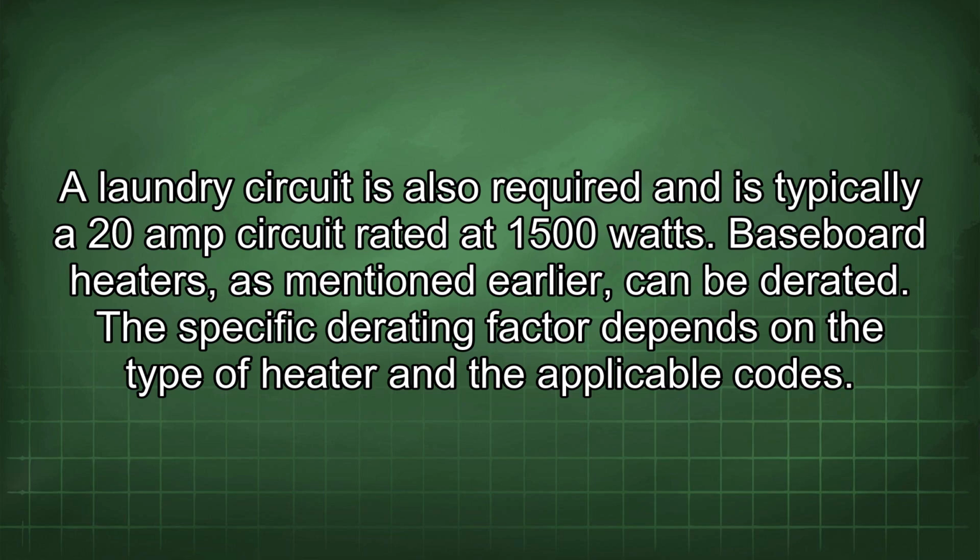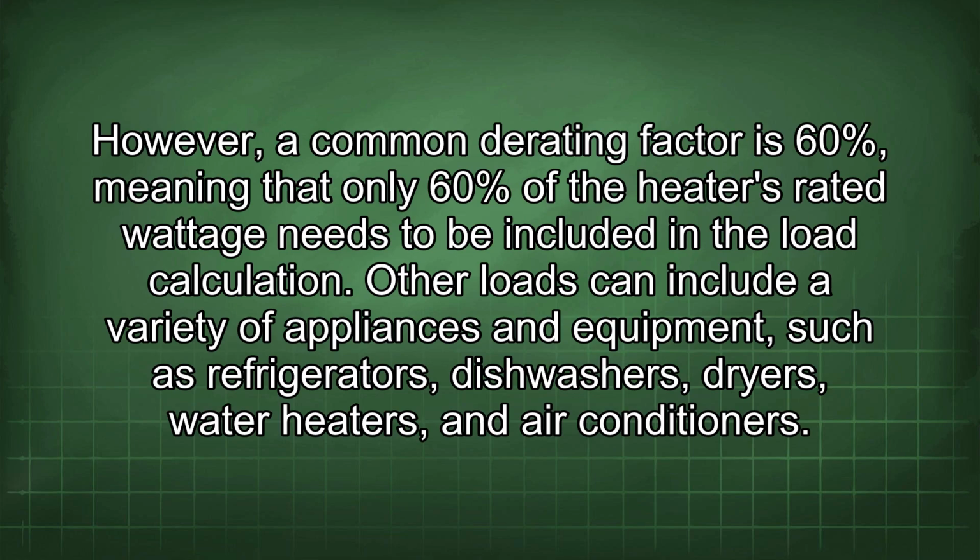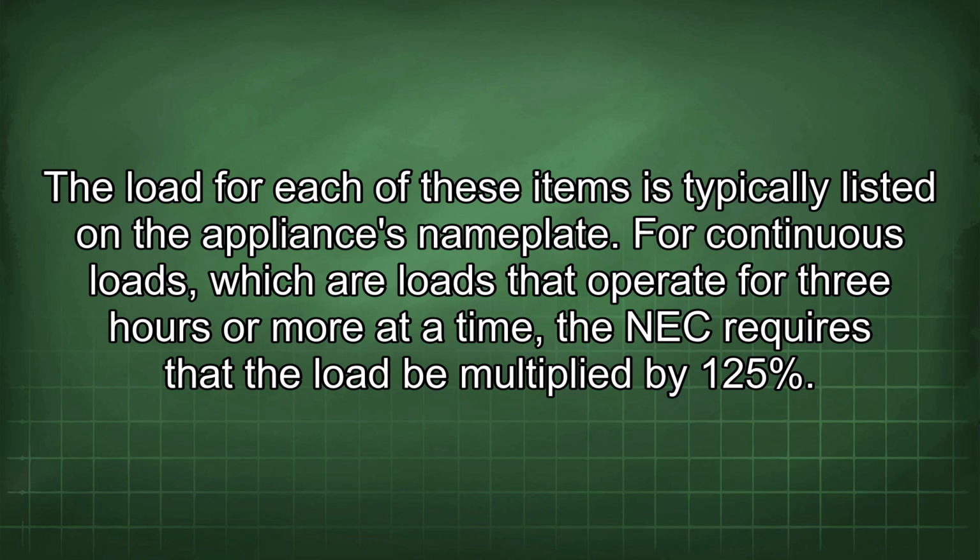Baseboard heaters, as mentioned earlier, can be derated. The specific derating factor depends on the type of heater and the applicable codes. However, a common derating factor is 60%, meaning that only 60% of the heater's rated wattage needs to be included in the load calculation. Other loads can include a variety of appliances and equipment, such as refrigerators, dishwashers, dryers, water heaters, and air conditioners. The load for each of these items is typically listed in the appliance's nameplate.